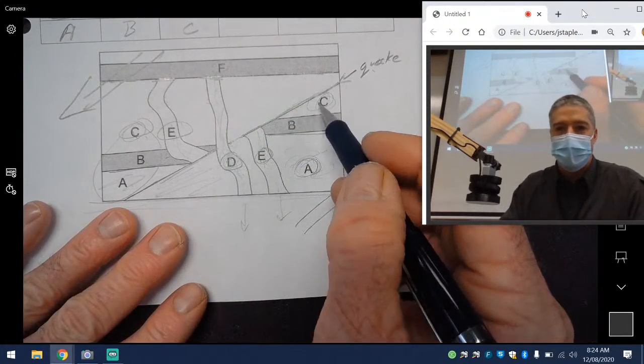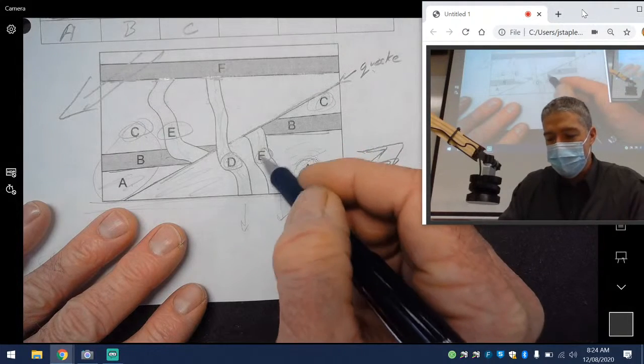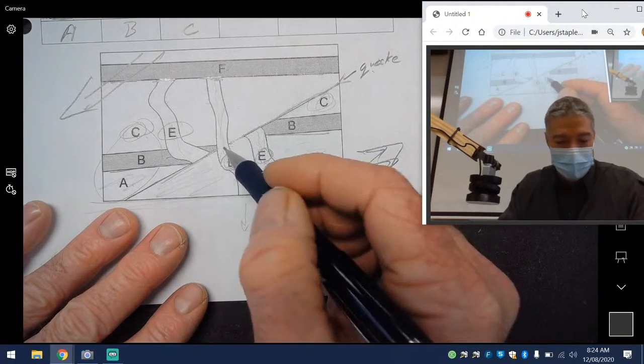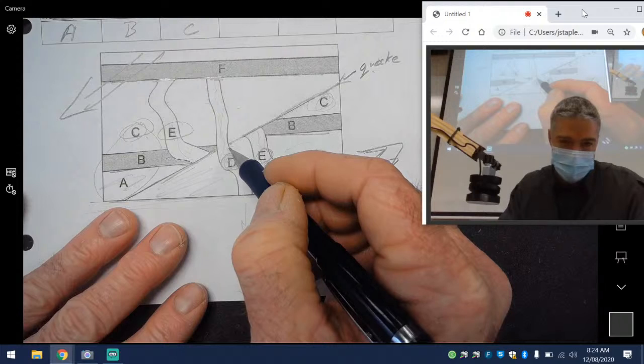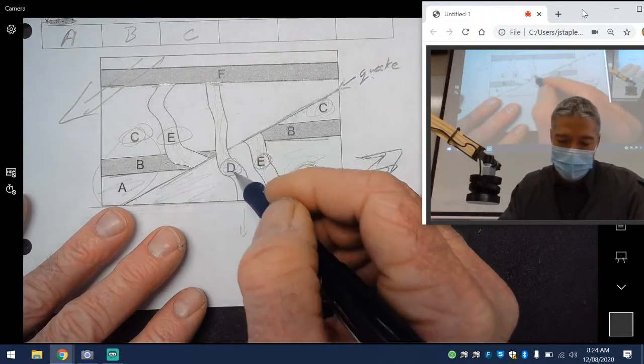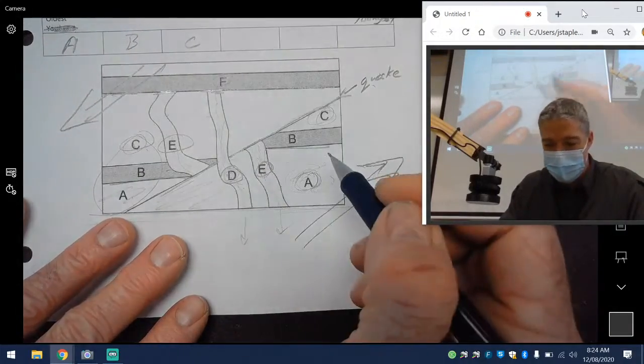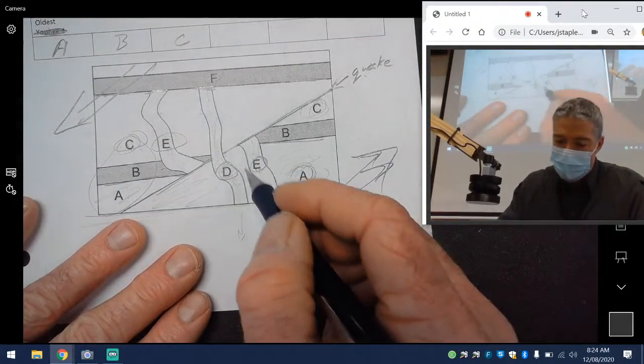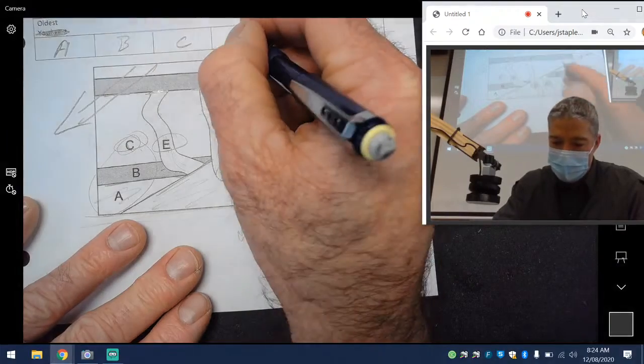So there are a couple ways to look at it. The earthquake cut through E, so it's younger than E, but it didn't cut through D, so it's older than D. And you could also say that D cut through the earthquake, so it's younger than the quake. So anyway, the next oldest one would be E.